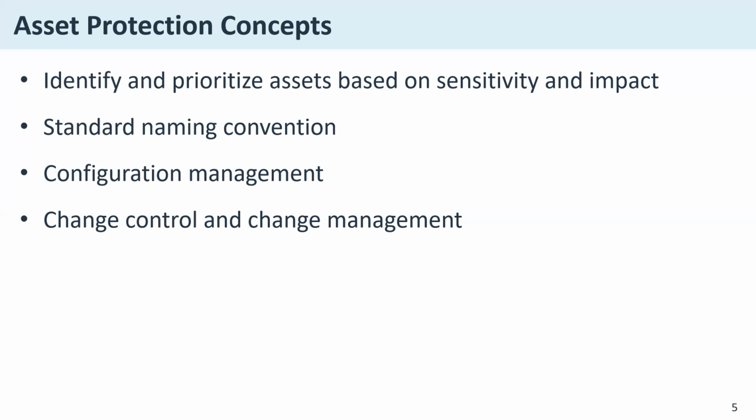So in these ways, you can actually protect your assets. So: identifying and prioritizing assets based on sensitivity and impact, use standard naming convention, do configuration management, make sure that you have a proper change control and change management. This concept is a very important concept in project management. I think you have that under the monitoring and control knowledge area in the PMI standard of project management. You can check the channel. I have a very complete playlist on project management by PMI, right?